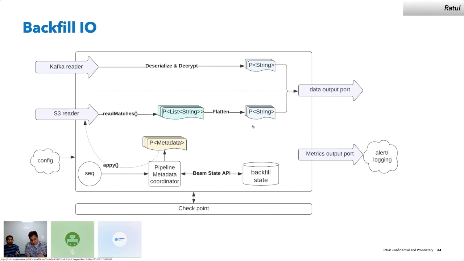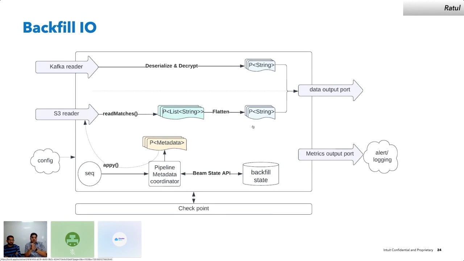This is very important: we are storing the pipeline metadata inside the Beam cluster, like I mentioned before. The output of the pipeline metadata coordinator will be a PCollection of metadata event, and we define some schema for the metadata event. Then this PCollection of metadata event goes to the S3 reader, which I'll cover in more detail. It does read matches and converts it to a PCollection of list of string. This PCollection of list of string is the actual event. In the next slide, I will show you how the actual event comes from the PCollection of metadata. Then we flatten it and convert it to a PCollection of string.